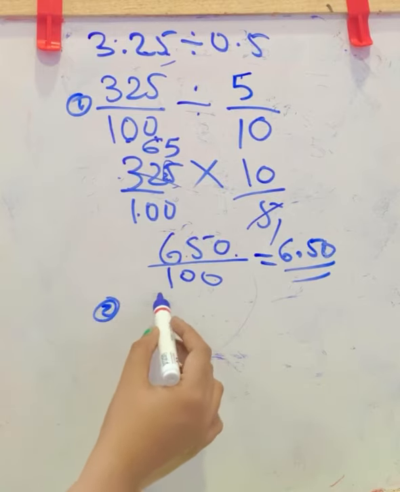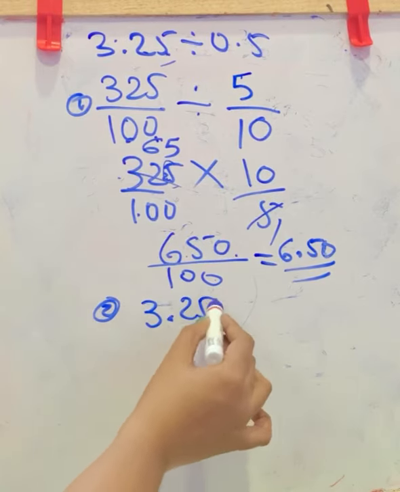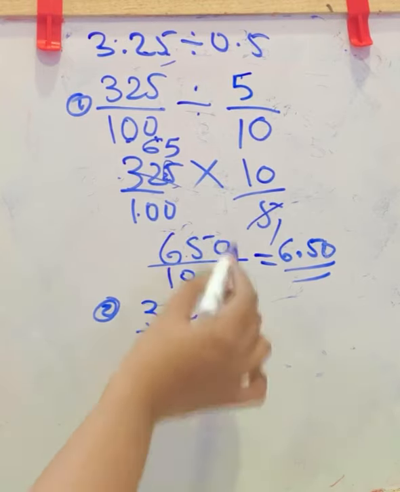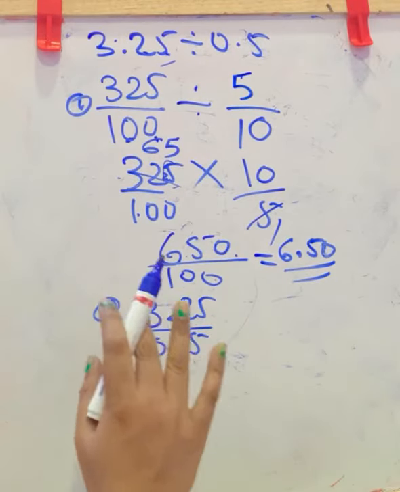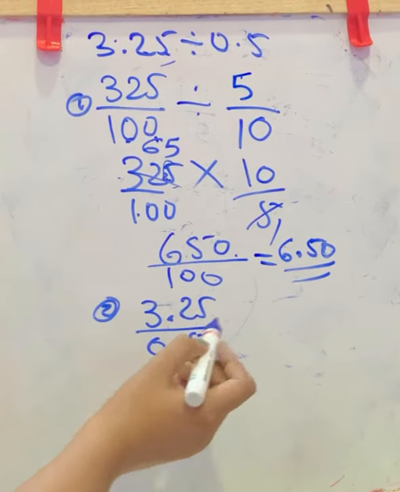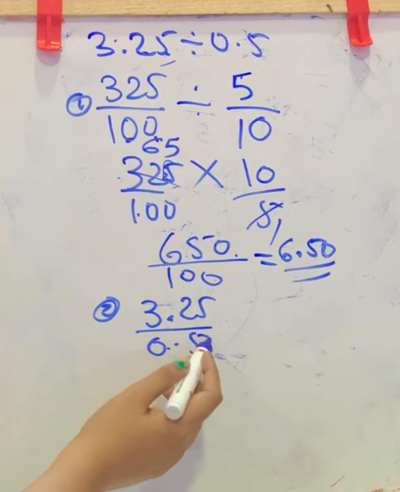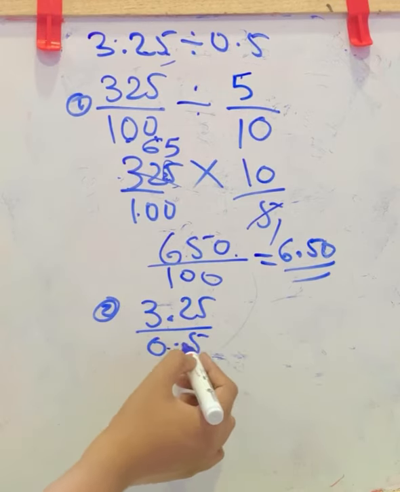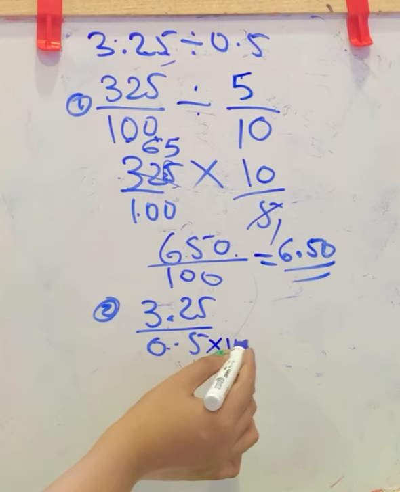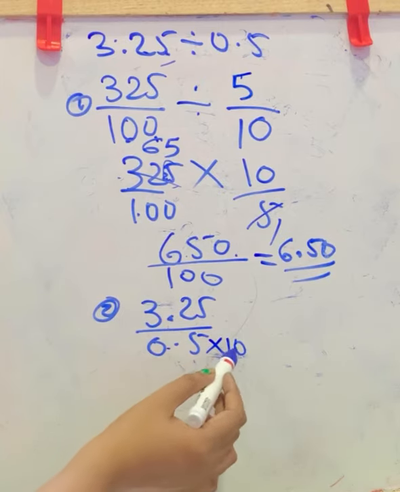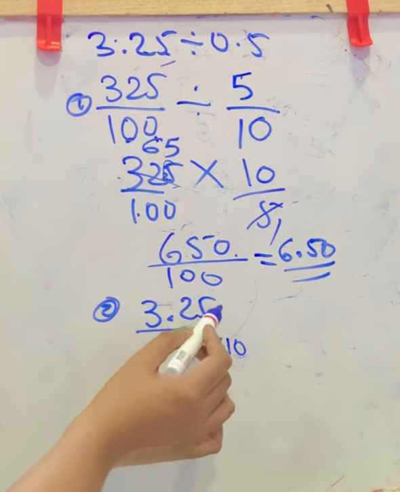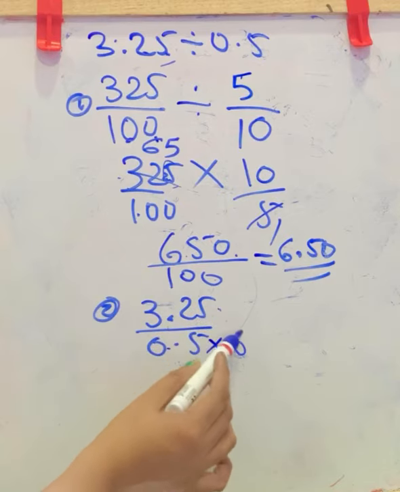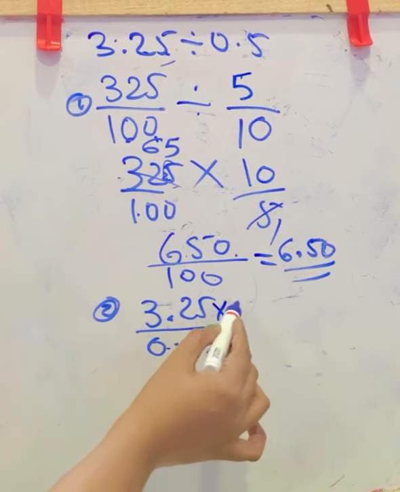Second method, that is 3.25 division 0.5. Here I don't want decimal in denominator. For that, check how many digits are there after decimal. 1 digit. So to cancel this, you will multiply with 10. Here if you multiply with 10, don't multiply with any other number in numerator. The same number should be multiplied. So here also into 10.